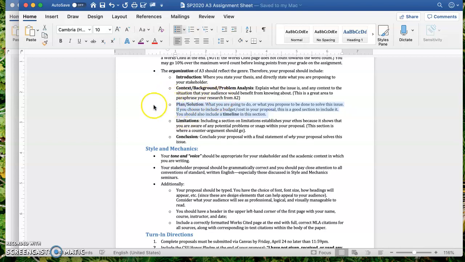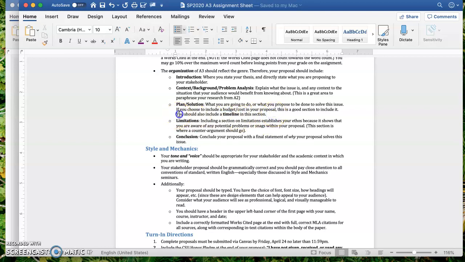So in this section, this is where you're going to show your proposal. You'll lay out your plan for how you're going to solve the issue that you've just established. And this is where you might want to include things like a section on the cost or the budget of how much your proposed solution will cost.